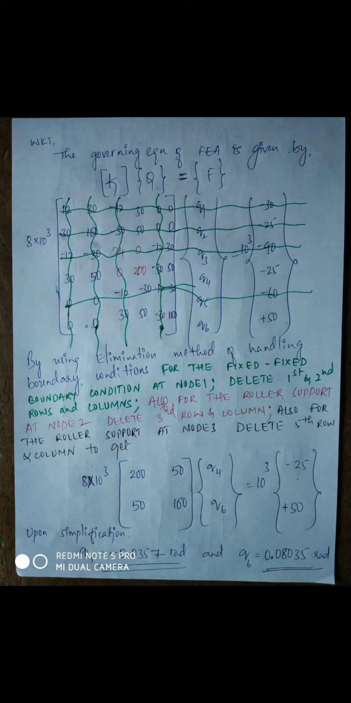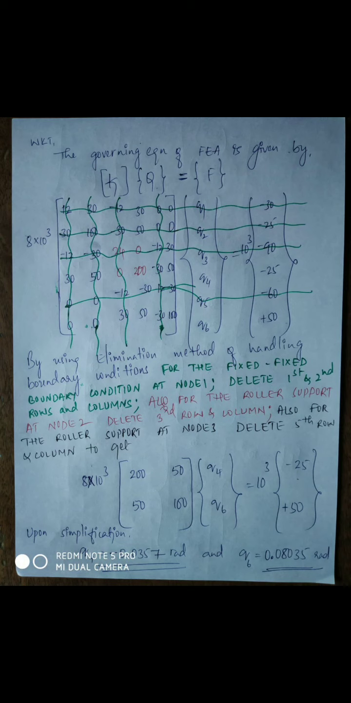And finally, due to the roller support present at node 3, which means that it can have displacement along the x-axis and it cannot have displacement along the y-axis, the displacement Q5 will not be there. Thus, you delete the fifth row and fifth column also from the above matrix.